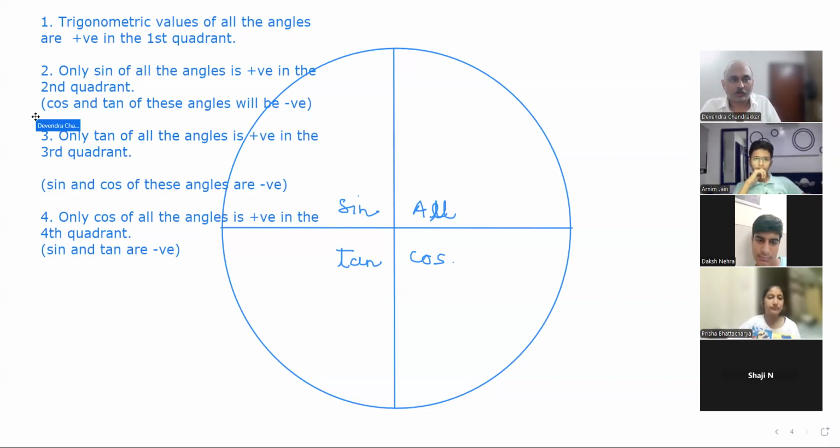So if you have understood this, then please answer. Just mention the signs of these angles. Sine of 120 degrees, whether it will be positive or negative, that's it. This will do. Cos 225 degrees.